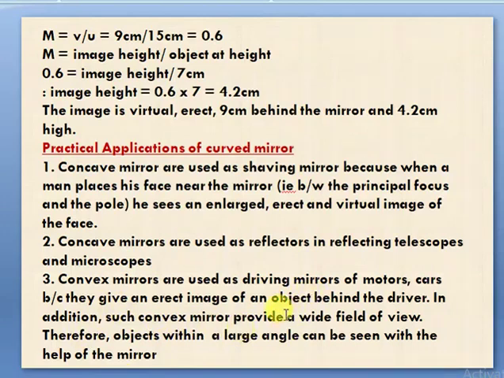A wide field of view. Therefore, objects within a large angle can be seen with the help of the mirror. So an object that is very, very far away, when you look at the mirror, you will see that object behind. Very far away, you'll be able to see them.